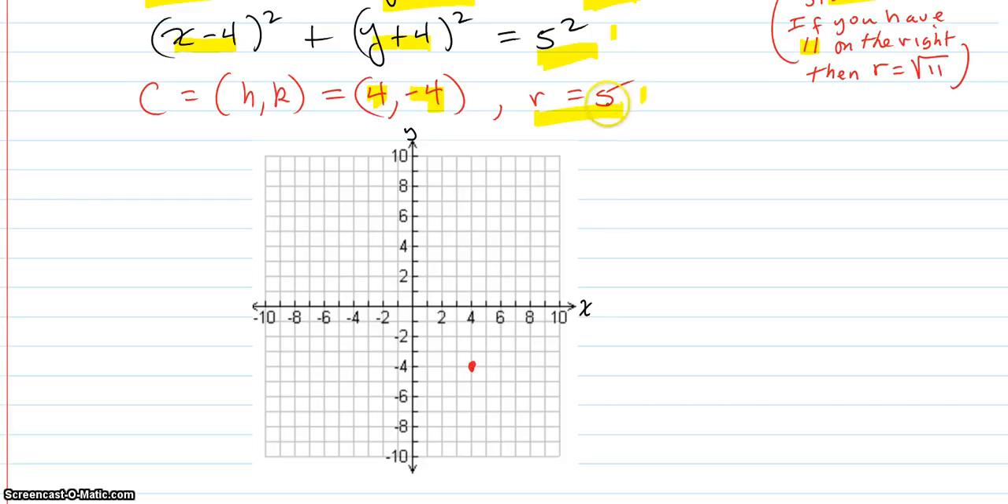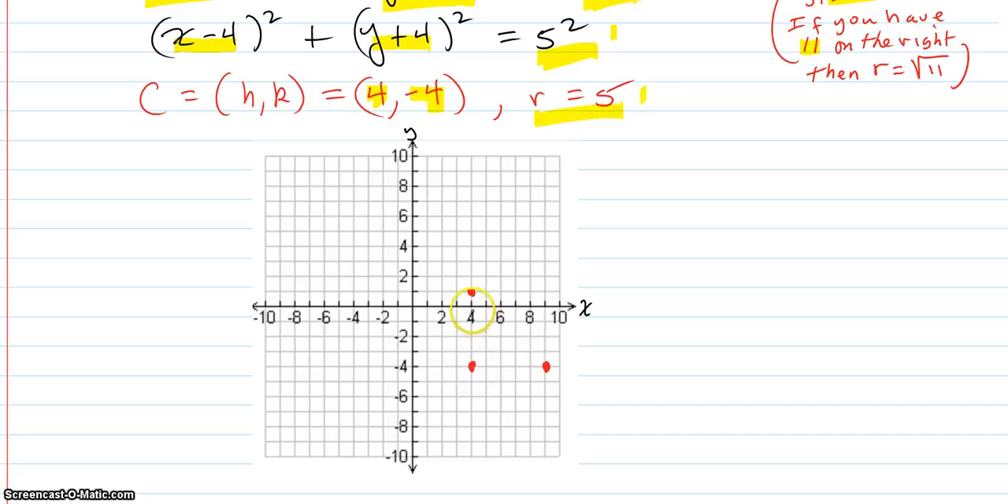Then we count over in 4 directions. r equals 5. 1, 2, 3, 4, 5. Check it with some math. 4 to 9 is 5, yeah. 1, 2, 3, 4, 5. Check it with some math.